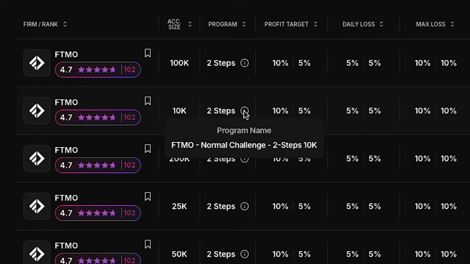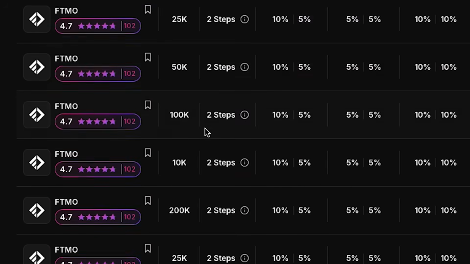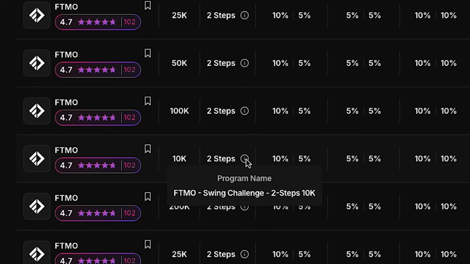Now when I hover over this icon here for more information, you can see this says normal challenge for 2 steps. And when I hover over the one over here, this says swing challenge for 2 steps. So essentially, you want to make sure that when you're choosing a challenge from FTMO, you just make sure to select the type of account you want. Even though it's the same account size, just make sure you choose the one that suits your trading style to avoid any headaches or surprises.